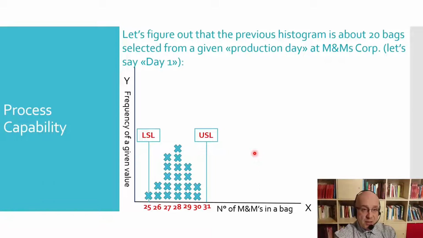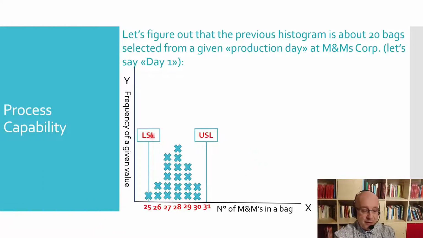In a day of production at M&M's Corporation, we can estimate that there will be a production of 10,000 or even 100,000 M&M's bags per day. Out of these 100,000 bags produced, we will sample 20 bags, and we will count per each bag the number of M&M's inside.